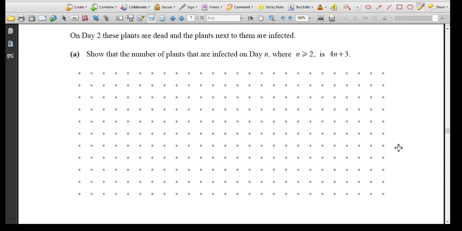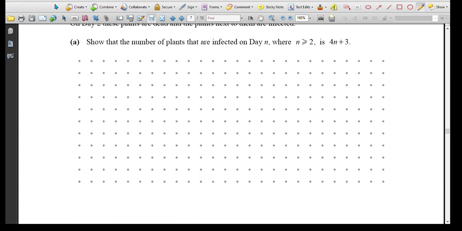So even this one I did to save time. So here is the part. On the second day, the plants which are infected will be dead and the new plants around them are going to be infected. So totally we have got 11 plants infected. So here we are having 15 plants infected, and on the third day we are getting 19 plants. So 11, 15, 19, and let's check with the formula.